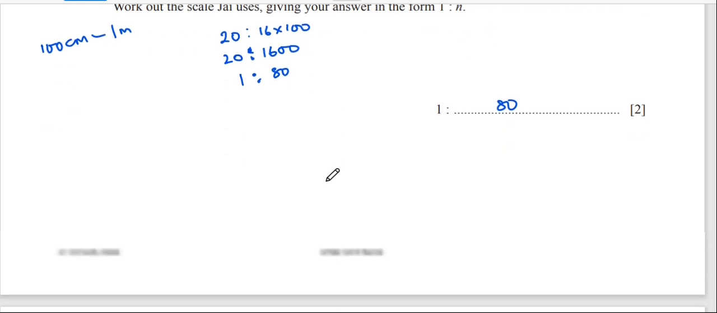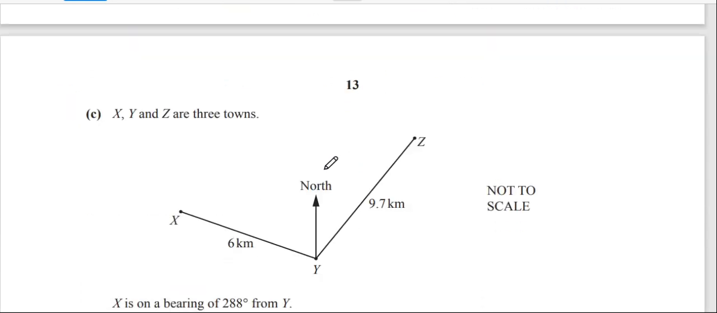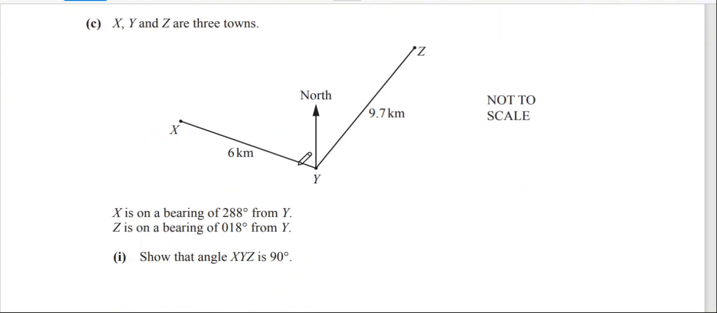All right, so here we have X, Y, Z, three points. This is Y. They say that X is on a bearing of 288 degrees from Y, and Z is on a bearing of 018 from Y. So let's do that one first.